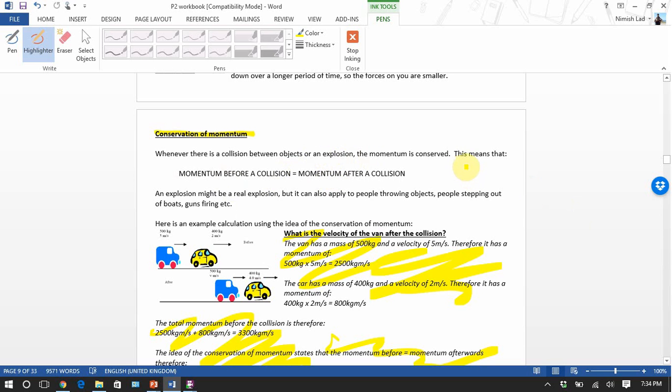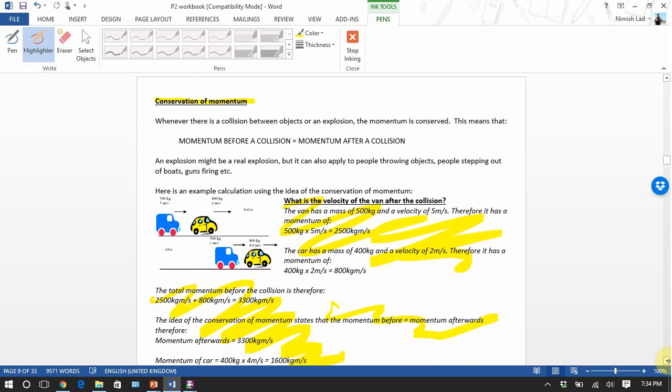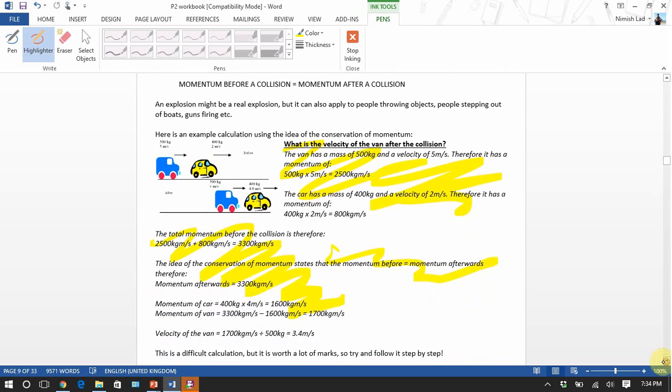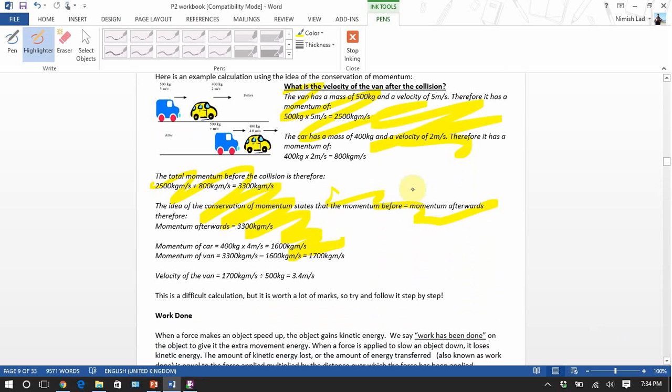Remember, this doesn't always apply. If there are external forces, the conservation of momentum does not apply. 9 times out of 10, in the exam question though, they don't touch that point. They focus on the conservation of momentum applying. So here's a calculation to help you out with that.